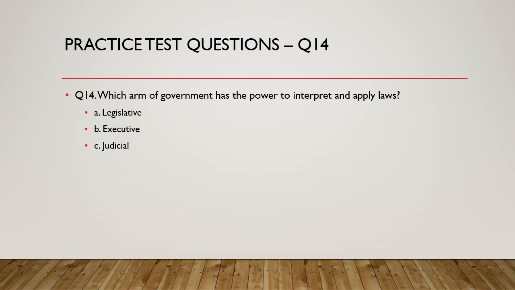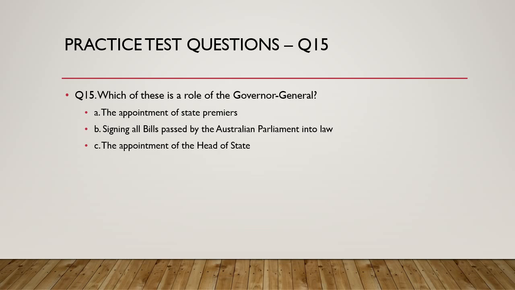Question 14. Which arm of government has the power to interpret and apply laws? Legislative, executive, or judicial? And the answer is C. Judicial. Question 15. Which of these is the role of the Governor General? And the answer is B. Signing all bills passed by the Australian Parliament into law.